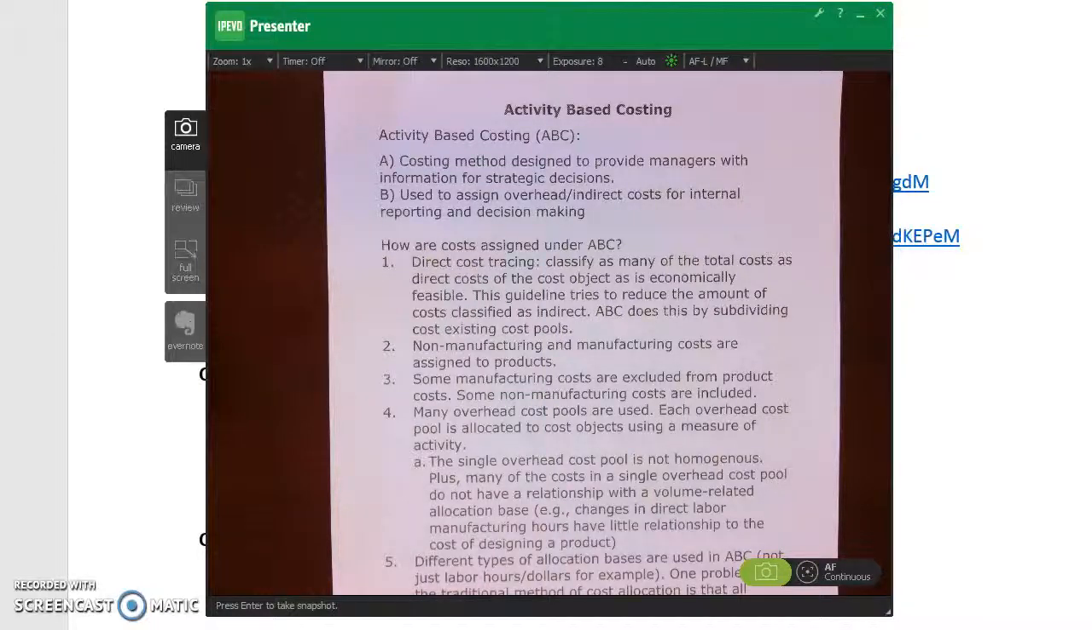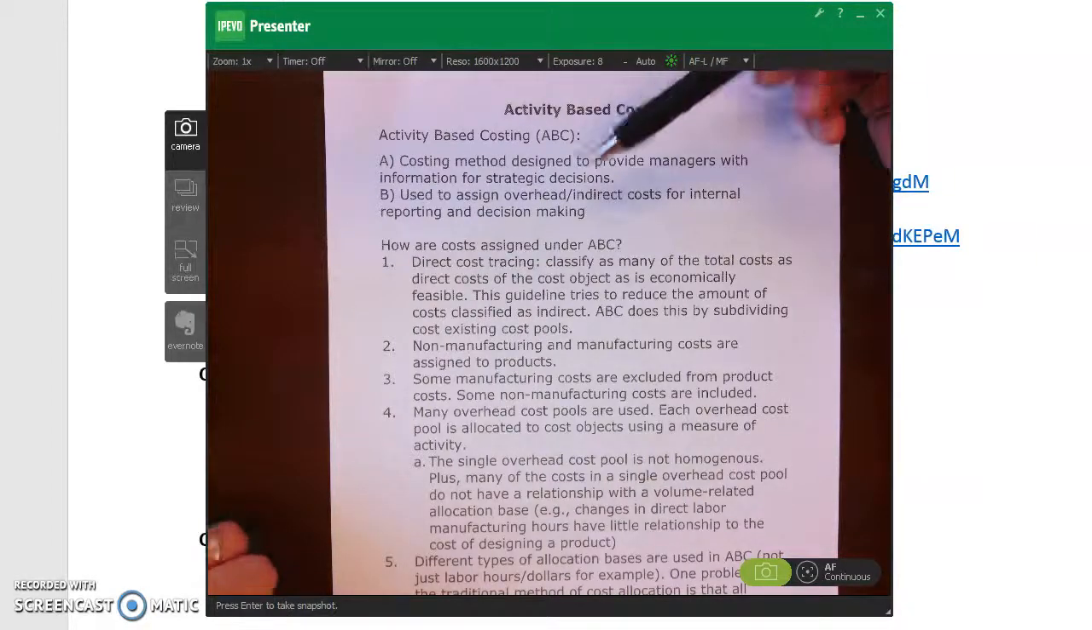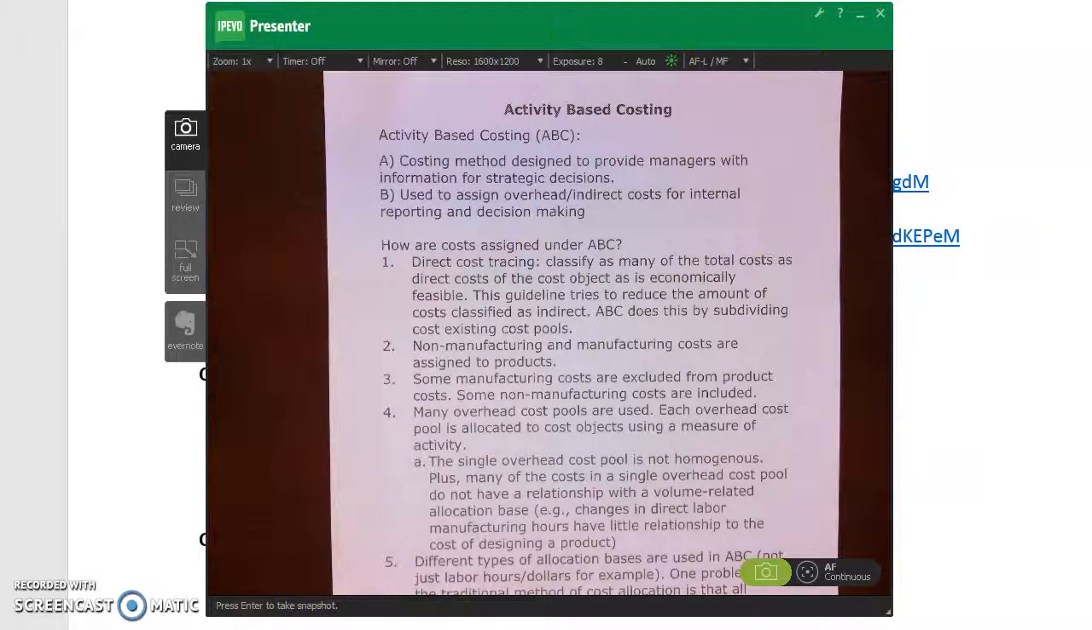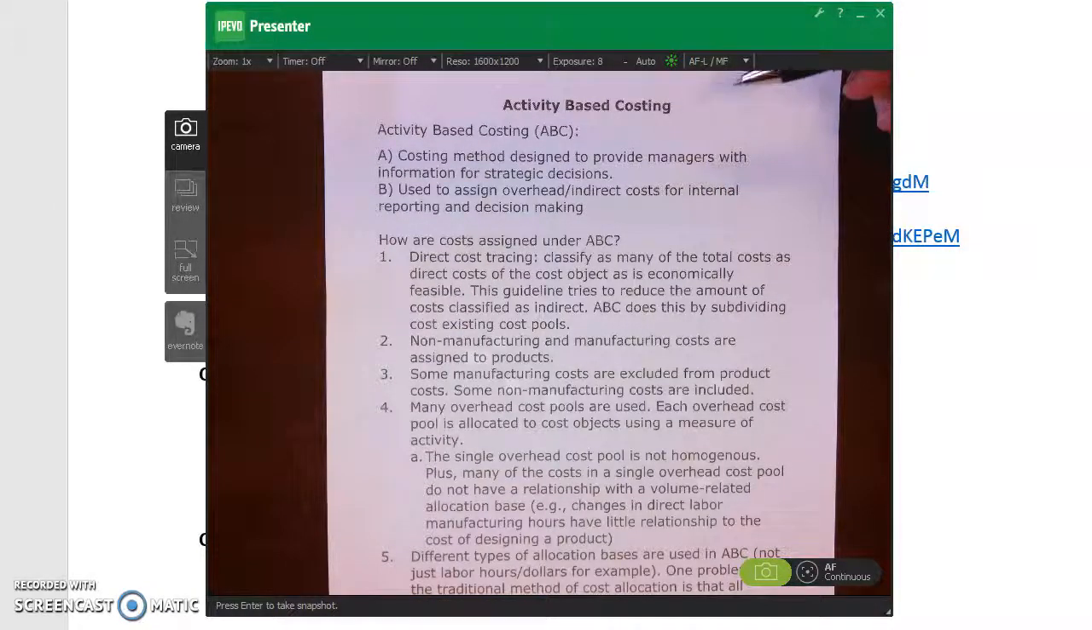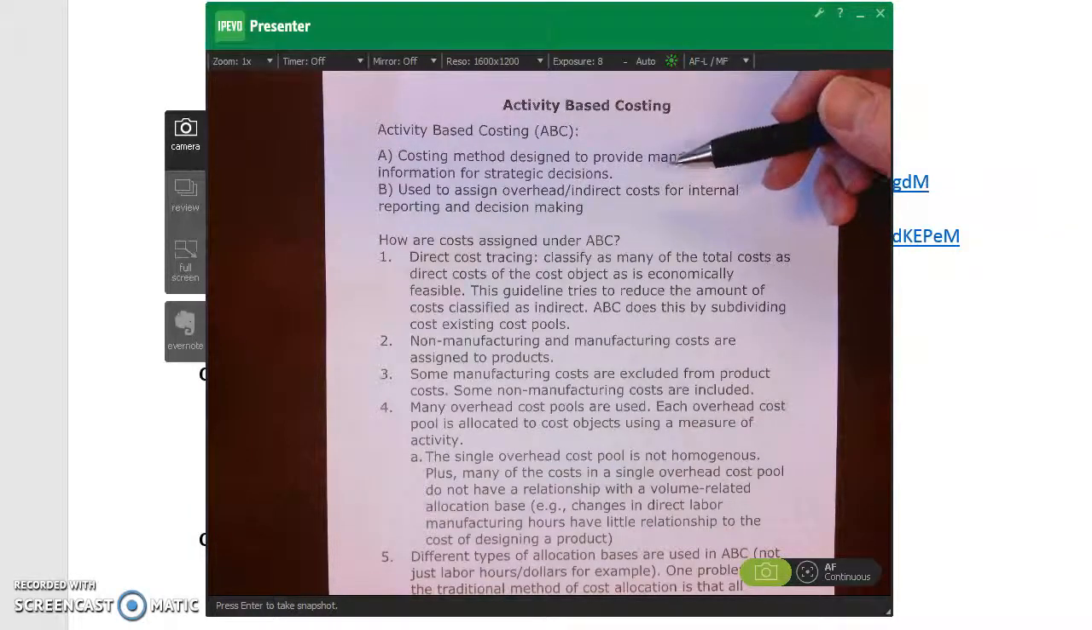And so in this lecture video and the subsequent ones for this chapter, we will talk about activity-based costing. I'm going to go over some high-level overview of activity-based costing, and then we'll do some problems related to it. Activity-based costing is a costing method, so we're trying to figure out what is the total cost of making a product.